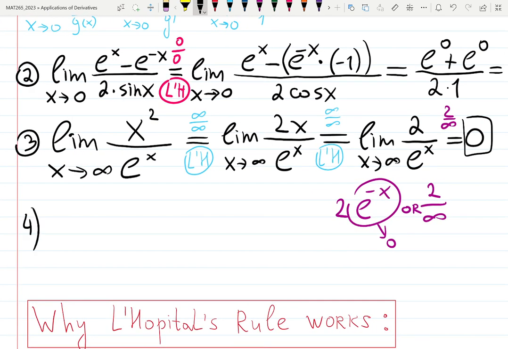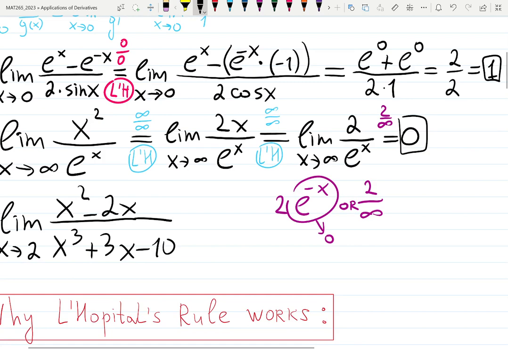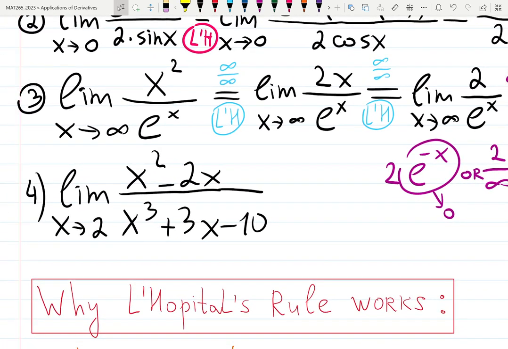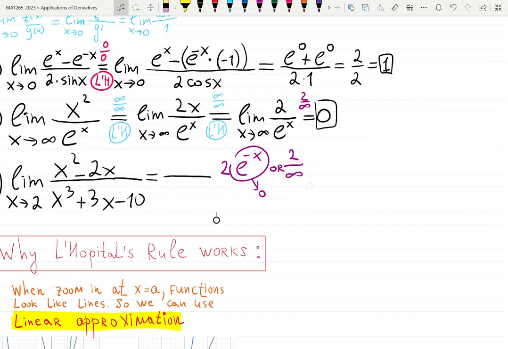Finally, example 4 is, that's classical, your favorite examples at infinity. X squared, well, actually it's not at infinity in this case. X squared minus 2x over x cubed plus 3x minus 10, x approaches 2. So we did those, we worked with these limits for the first exam. Let me zoom out. Move this beautiful pink stuff over here.